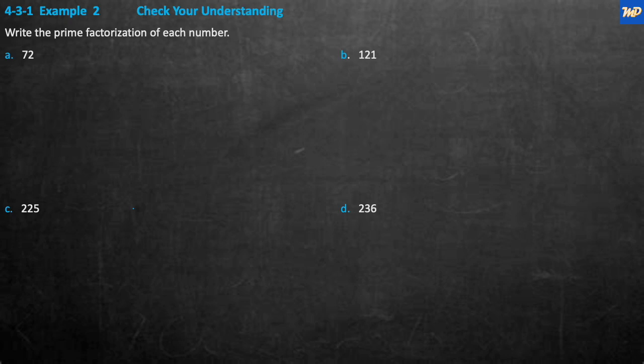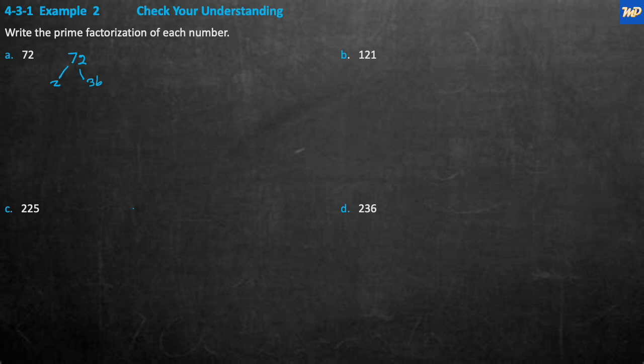Okay, in example 2, under check your understanding, we're going to write prime factorizations like we just did in the previous slide for each of these 4. We're going to start off with the number 72. Do the primes for 72. So 72, is it even? Yes. So we know right off the bat that a 2 is a prime. And half of 72 is 36.